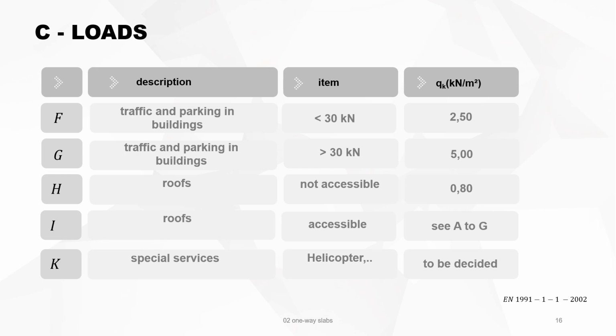Category H is for roofs, non-accessible and accessible. Non-accessible is 0.8 kilonewton per square meter, and accessible, then it depends on the use of the roof. And then you have also special cases like helicopters, plants, trees, and things like that. Those have to be decided case by case.